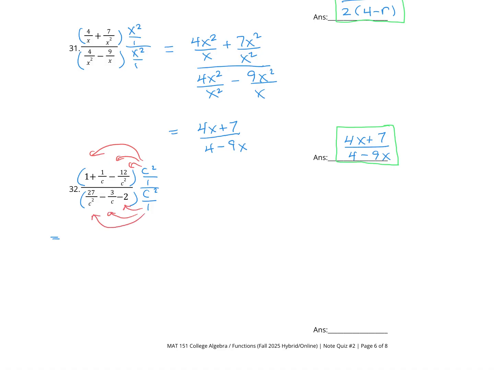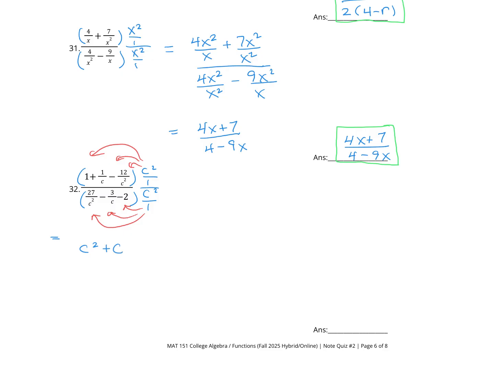So this time around, we'll try something a little different. We will cancel as we go. So the first one is just 1 times c squared, which is just c squared. In the middle, I'm going to get c squared over c, which is just plain plus c.